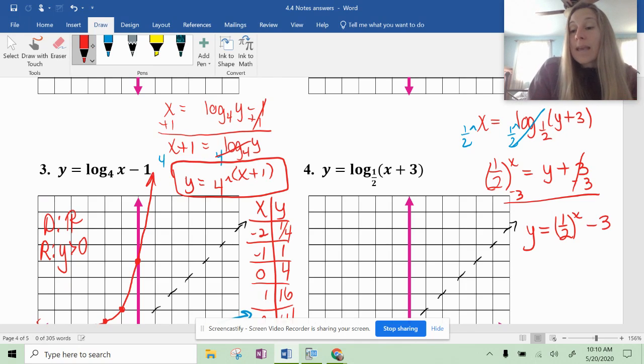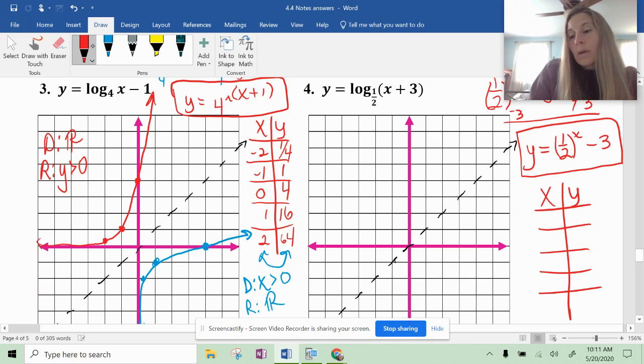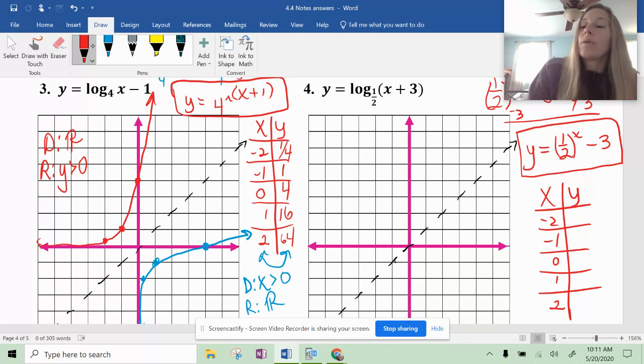So now you can see we have that k value there. So our asymptote's going to change a little bit. So now that I have that, I'm going to do my table of values. And I have -2, -1, 0, 1, and 2. So if I put in a 0 there, I would have 1 minus 3, which is -2. If I put in a 1, 1/2 minus 3 is -2.5. And if I put in a 2, 1/4 minus 3 would be -2 3/4.